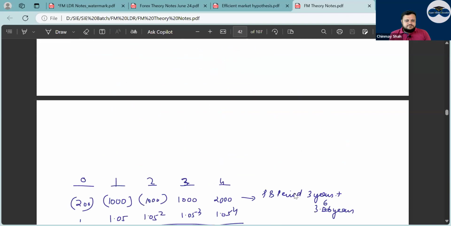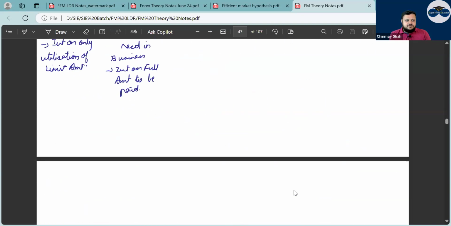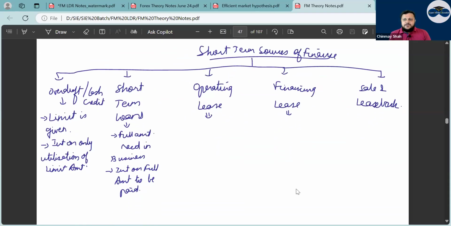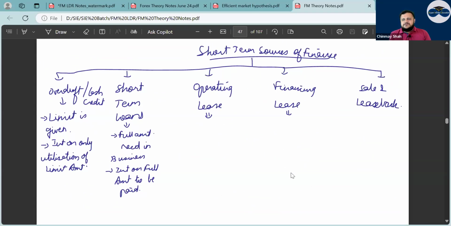Next, coming to short-term sources of finance, you have overdraft and short-term loans. Then you have operating lease, finance lease, and sale and leaseback. In an overdraft or cash credit limit, you don't have to pay interest except on the utilized amount of the limit. In short-term loans, the full amount is received in the business, so interest on the full amount has to be paid.